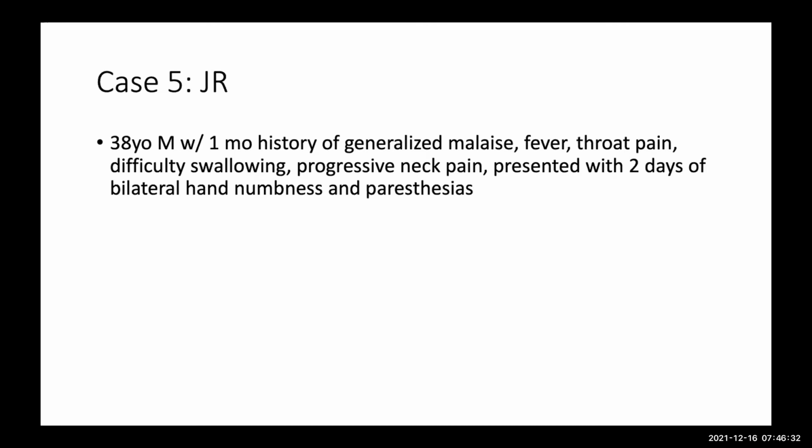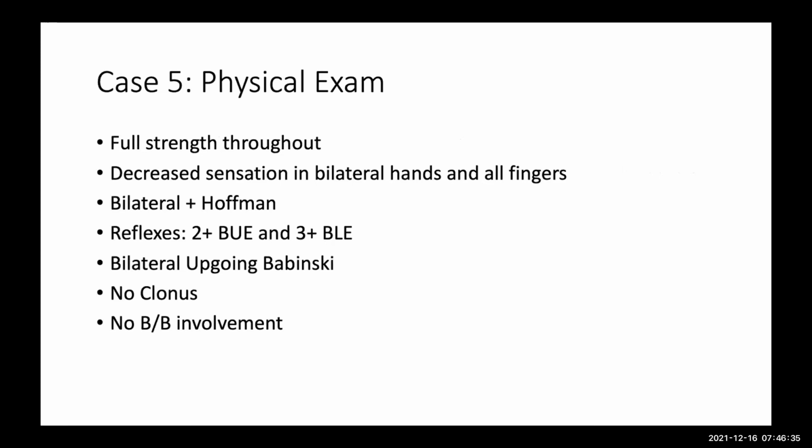So Turkey, hopefully you're with me. This is his physical exam. Full strength throughout. He does have decreased sensation in bilateral hands and all 5 fingers. He has positive bilateral Hoffman's. Upper extremity reflexes are 2+, but the lower extremities are 3+ bilaterally symmetrically. He has upgoing Babinski's, which are positive, of course. No clonus and no bowel bladder involvement.